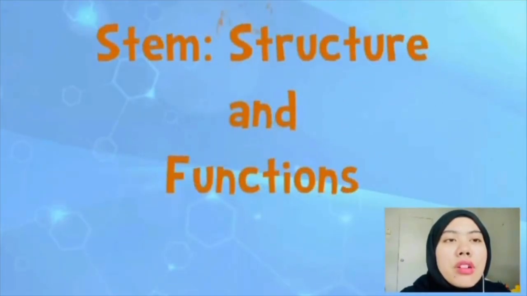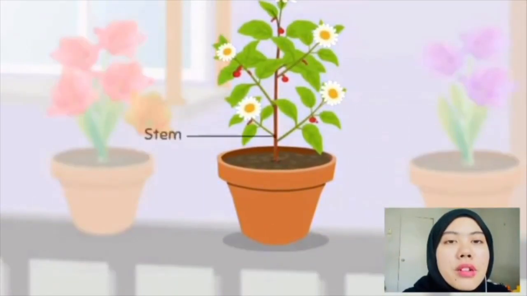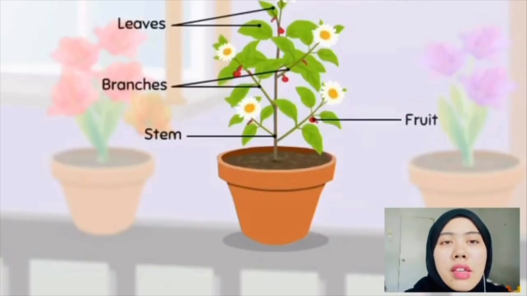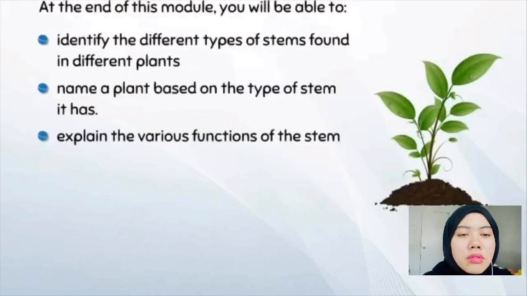Stem structure and functions. Stem is the part of the plant that is mostly found above the ground. It forms the support system of the plants along with roots. It also bears the branches, leaves, flowers, and fruits. But is that all we need to know about the stem? Certainly not.